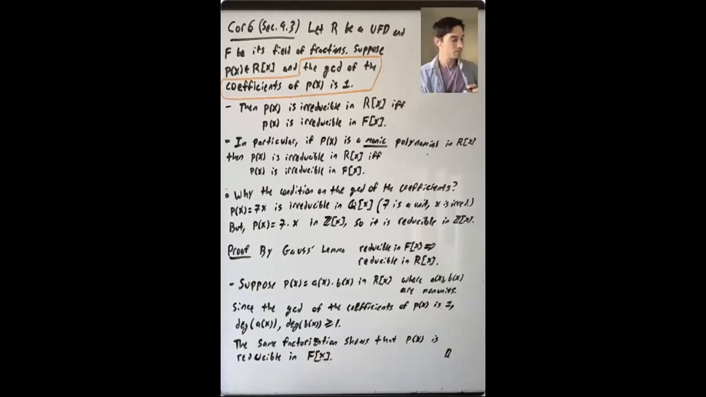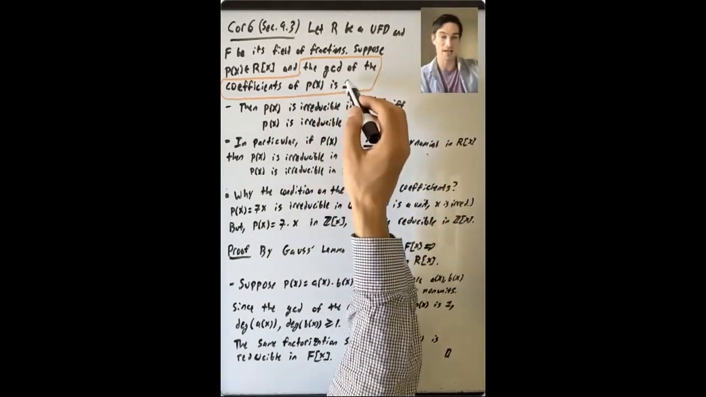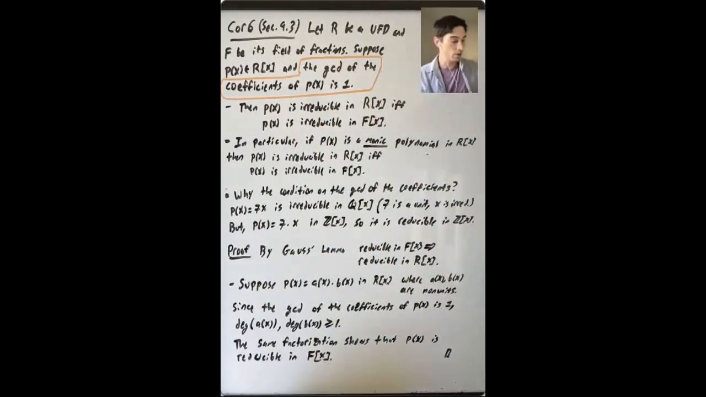So what are we seeing? We're seeing that this condition on the GCD of the coefficients of P of X being 1 plays an important role. We have to rule out this kind of example. And then in the proof, we actually use this GCD condition to say that these elements that are non-zero non-units in R[X] don't become units in F[X].